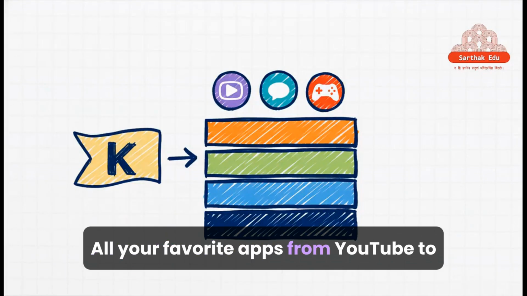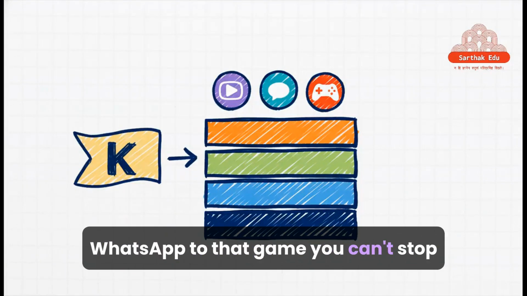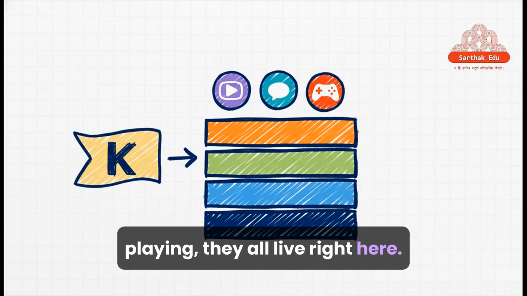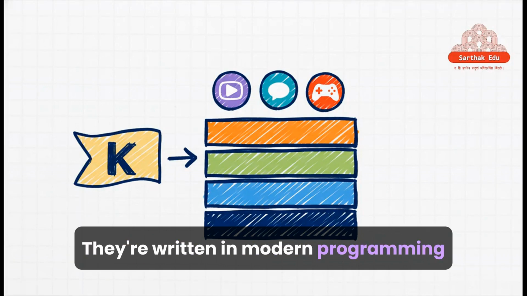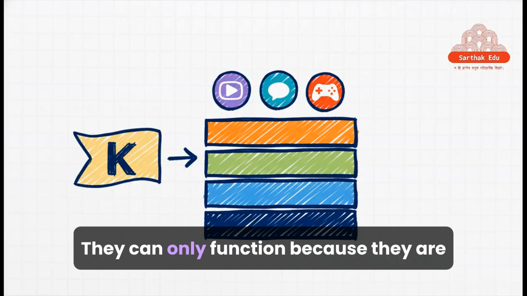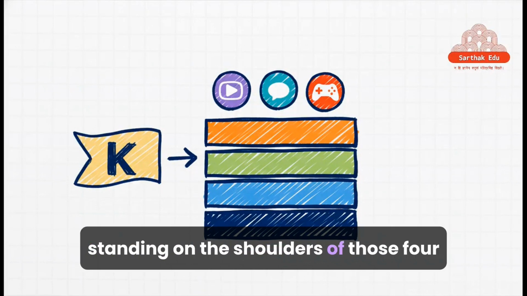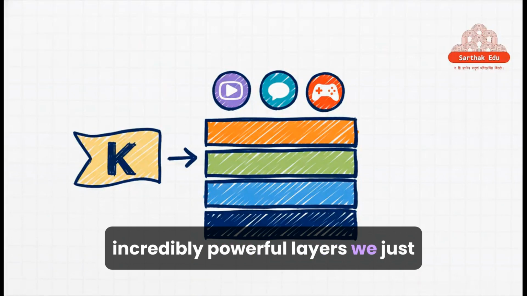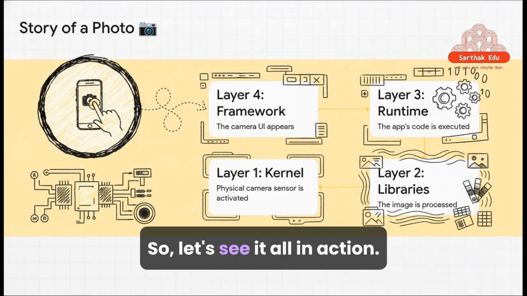All your favorite apps, from YouTube to WhatsApp to that game you can't stop playing, they all live right here. They're written in modern programming languages like Kotlin, but they definitely don't work alone. They can only function because they are standing on the shoulders of those 4 incredibly powerful layers we just explored. So let's see it all in action.